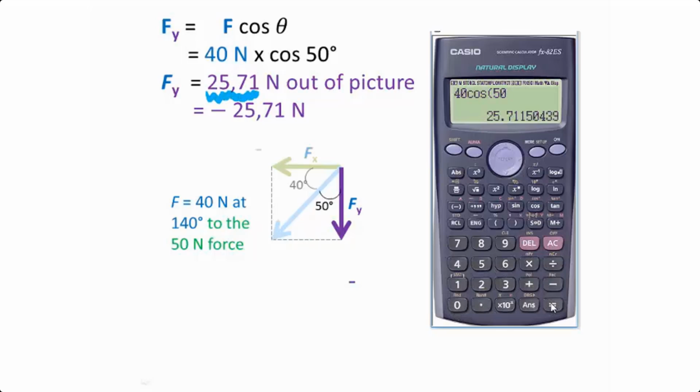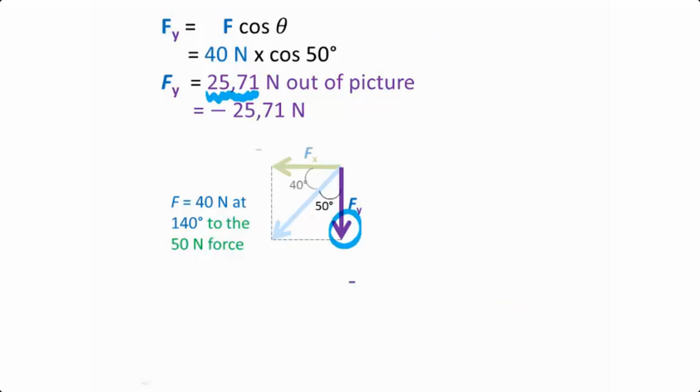And we see that the direction looks like it's downward. Of course it's not. Remember from our picture of the tree, we're looking from the top. Here's the tree and we are looking down on the tree. So this is not really a downward direction. It just means out of the page, out of the picture. And we have said already that out of the picture is going to be represented by the negative sign. So that's why we say that Fy has a magnitude and direction of minus 25,71 Newton. Magnitude 25,71, direction minus. In other words, out of the picture.